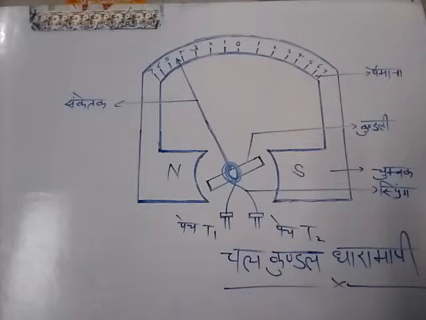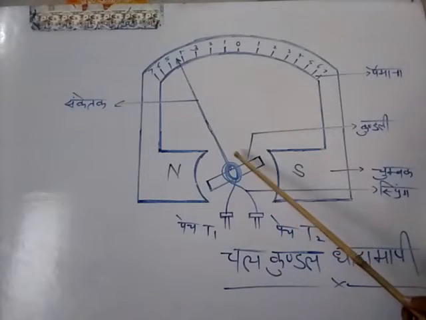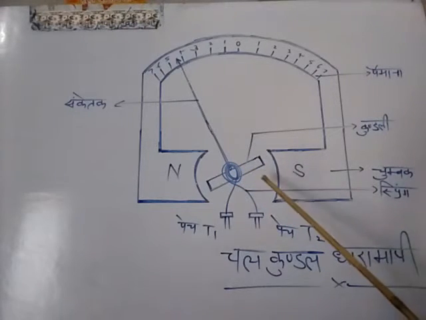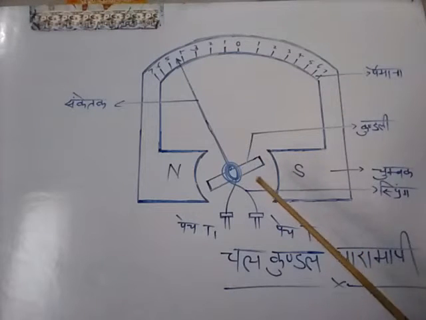Now I will tell about the construction of moving coil galvanometer. Moving coil galvanometer consists of a rectangular coil. This coil is made up of an aluminium frame, and many turns of copper wire are wound on the coil, the aluminium frame.